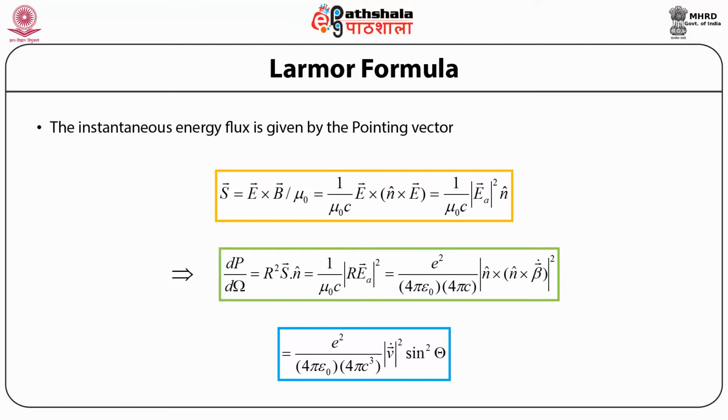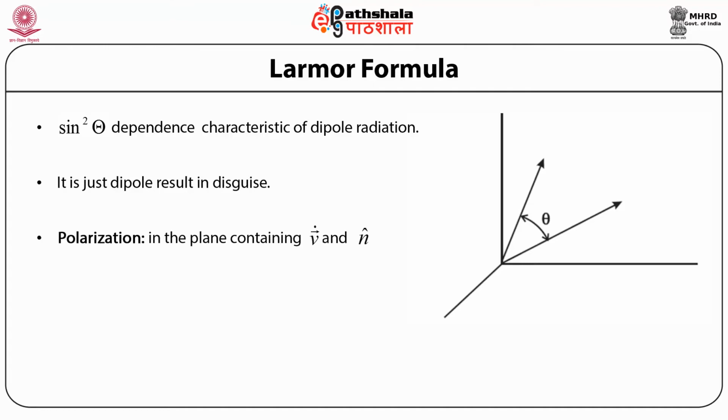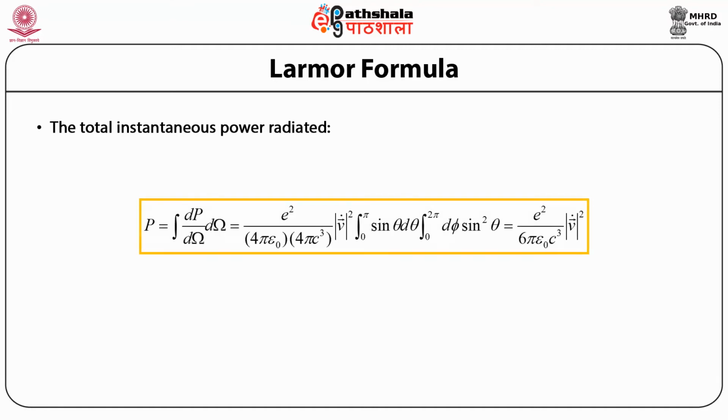On substituting for E_A, if theta is the angle between the acceleration v dot equals c beta dot and n cap, then the power radiated can be written as dP by d omega equals e square divided by 4 pi epsilon naught into 4 pi c cube whole into v dot square sine square theta, where sine square theta depends on the characteristic of dipole radiation. It is just dipole results in disguise, with polarization in the plane containing v dot and n cap.